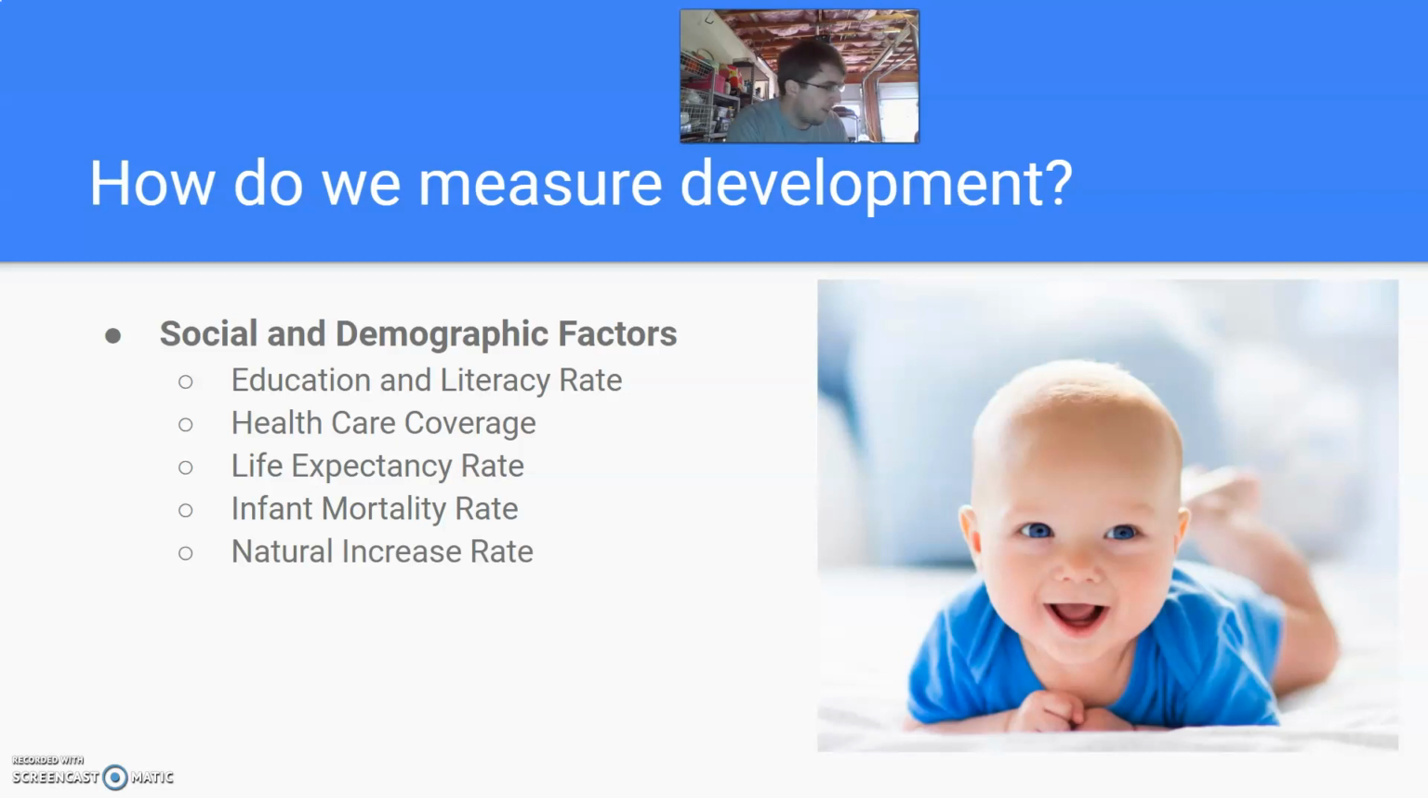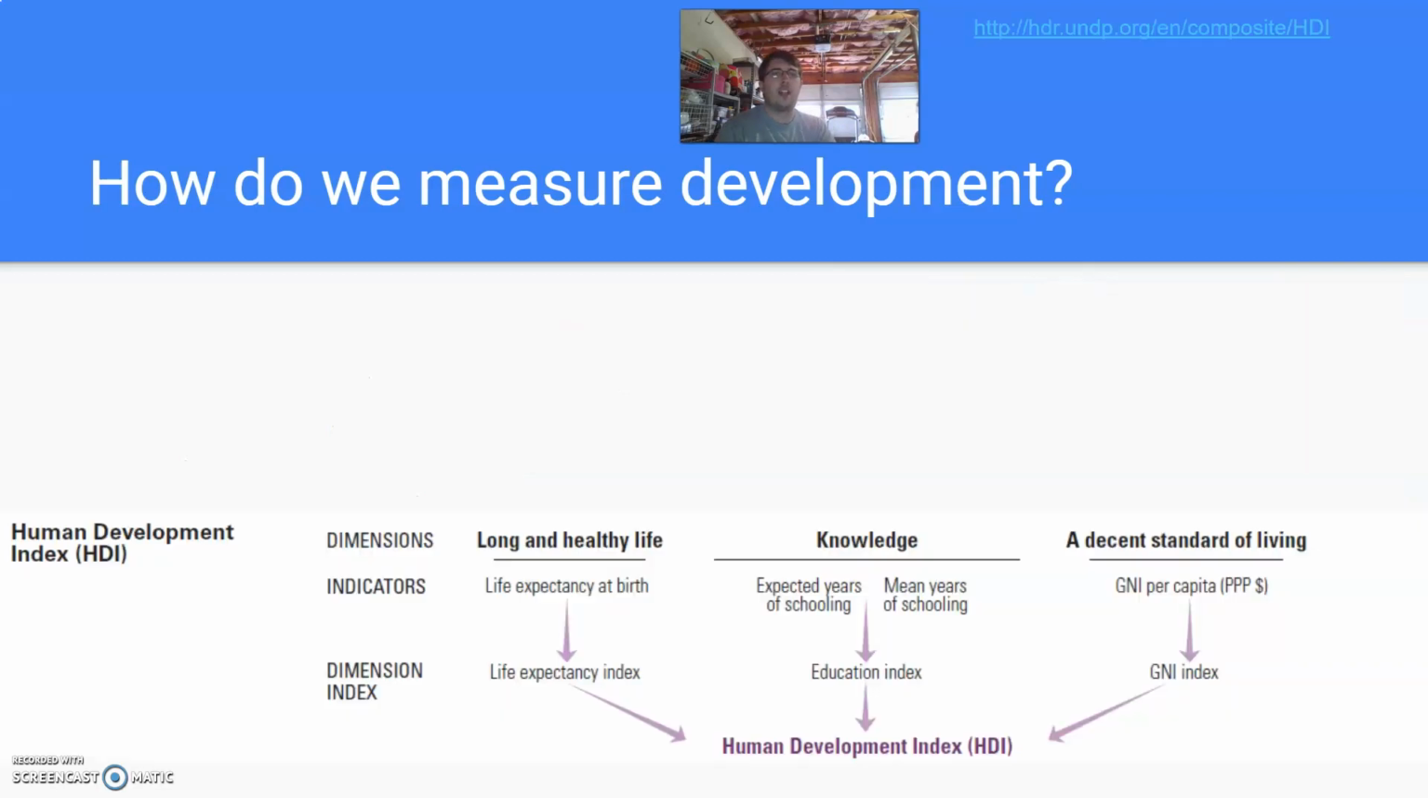Shh, be quiet, okay? Natural increase rate, we want that to be low, right? More developed countries have a lower natural increase rate. Crude birth rate is something we also look at. And obviously, developing countries have a higher CBR. So all of those are other factors that we use to measure development.